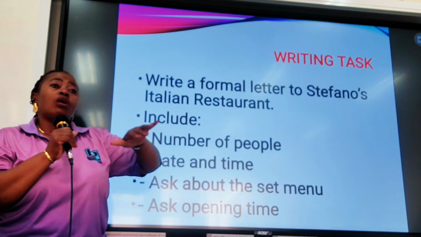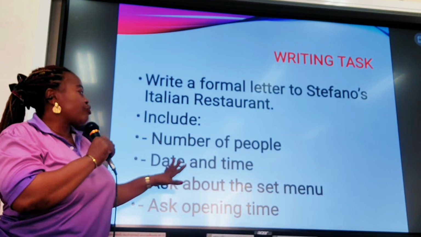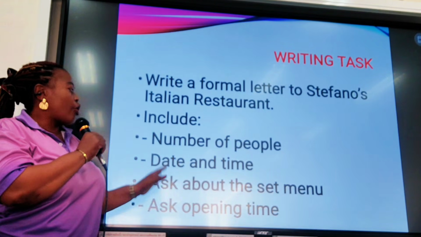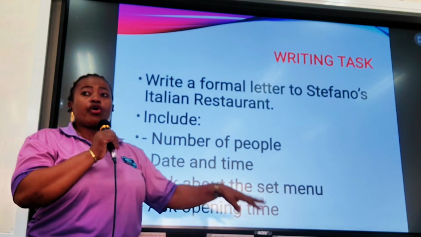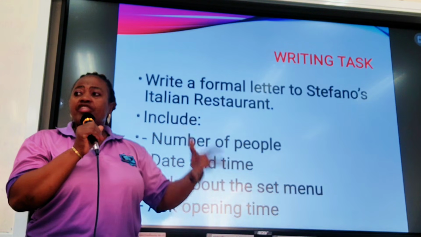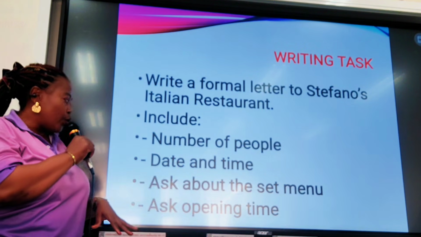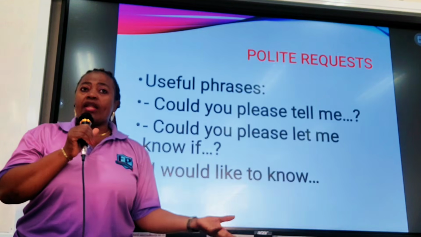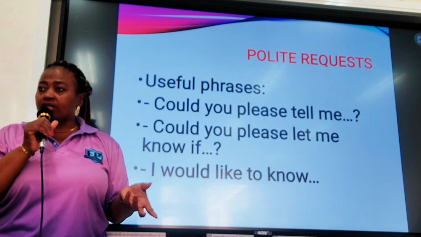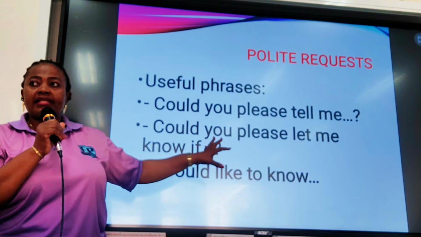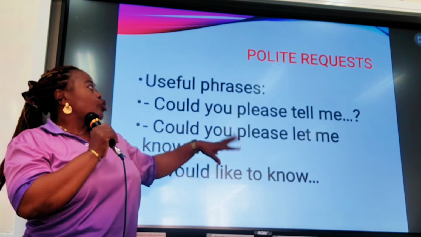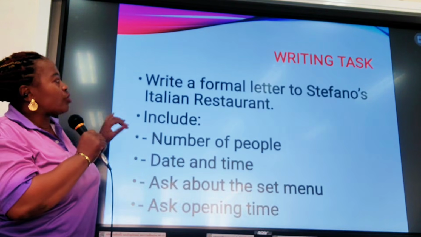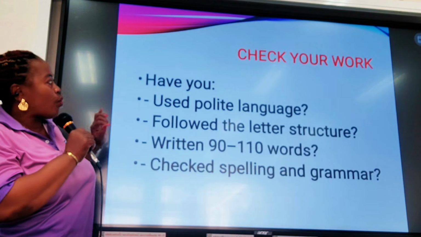How many people are in your team? You're going to write the date and the time when you want to book for the restaurant. You're going to ask about the set menu. You're going to ask whether they have vegetarian or non-vegetarian food. And you're also going to ask the opening time, when the restaurant opens or when the restaurant closes. Don't worry, I'll put this slide later so that by the end of the class, okay? This is what you're going to write as your homework.